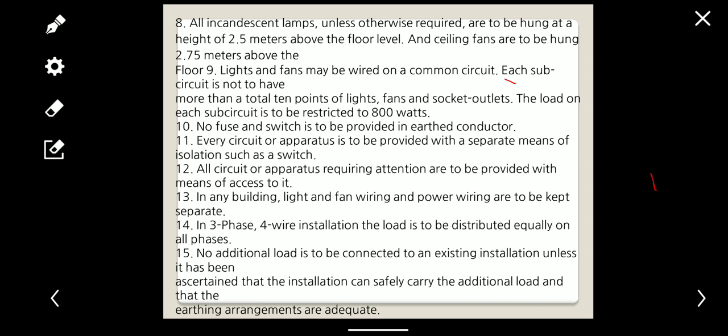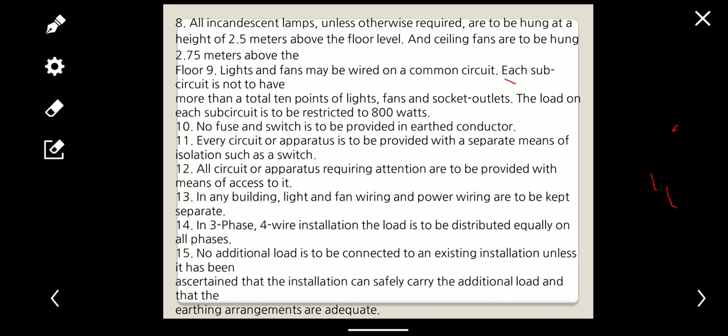Then every circuit or apparatus is to be provided with a separate means of isolation such as a switch. Next, all circuits or apparatus requiring attention are to be provided with a means of access to them. Then in any building, the lights and fan wiring and the power wiring are to be kept separate. In a 3-phase 4-wire installation, the load is to be distributed equally on all phases.